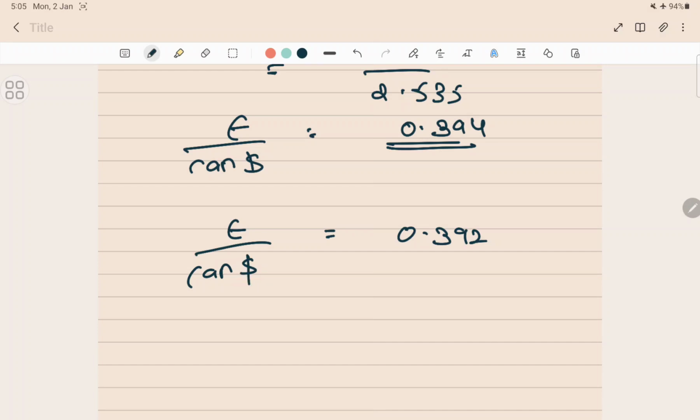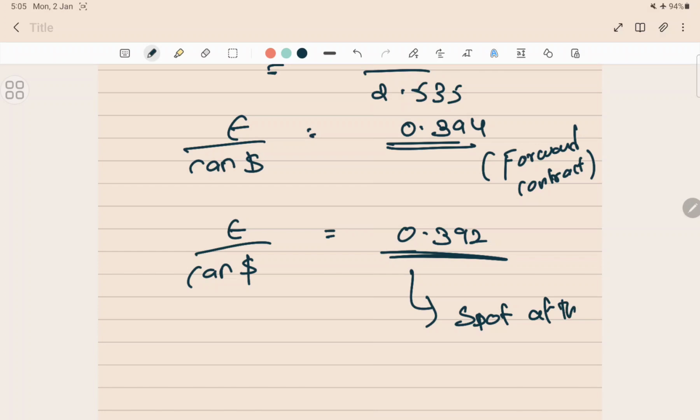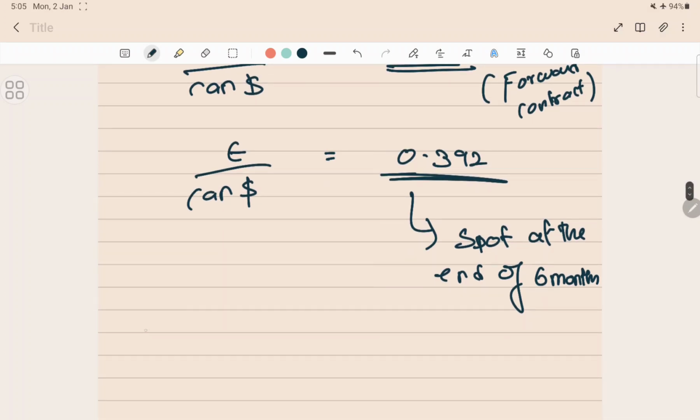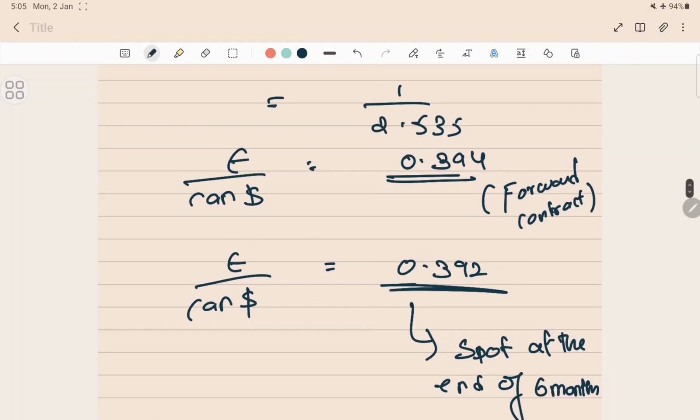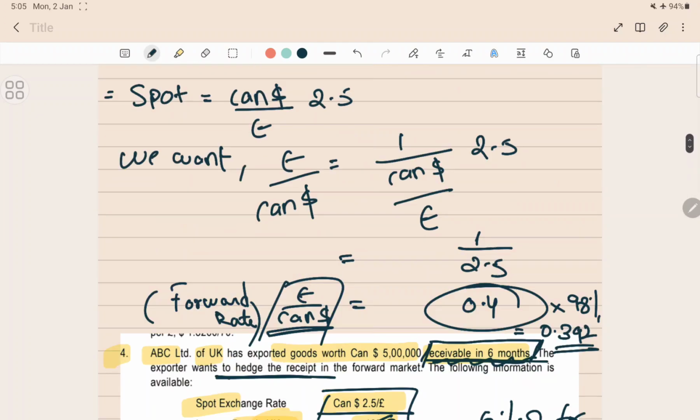This 0.394 is the forward contract rate, the theoretical rate as per IRP, and the other, 0.392, is the actual spot at the end of 6 months, presuming that the rate declines by 2%. So then what will be the gain? If you take the forward cover, the gain will be based on the receipt that you get, and we'll see the quantum in the question once again.